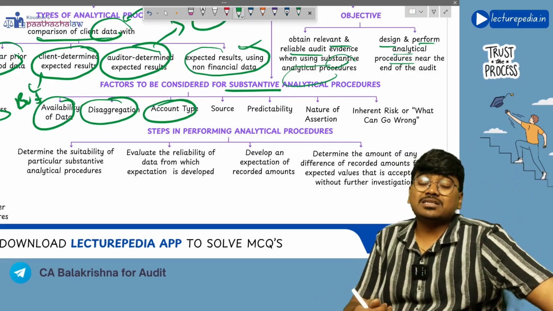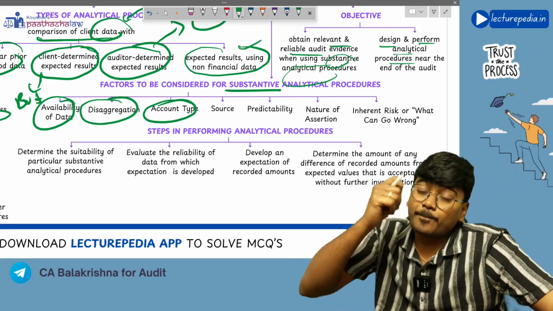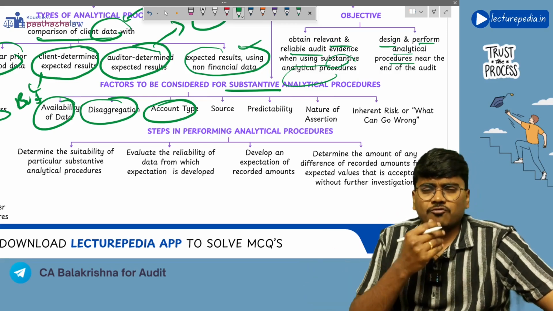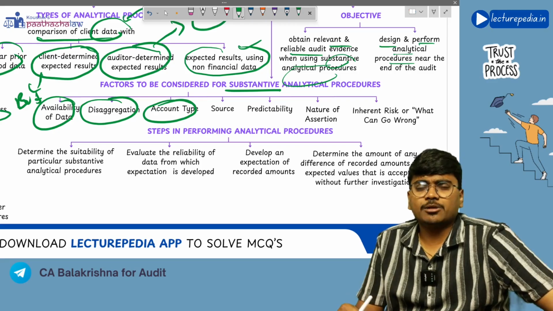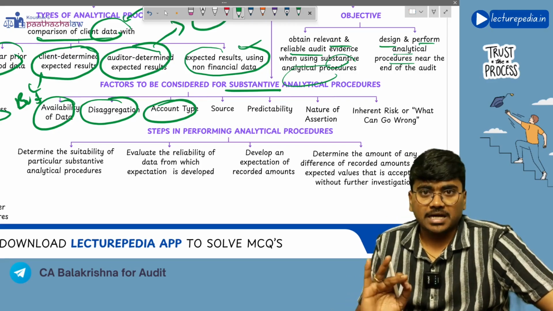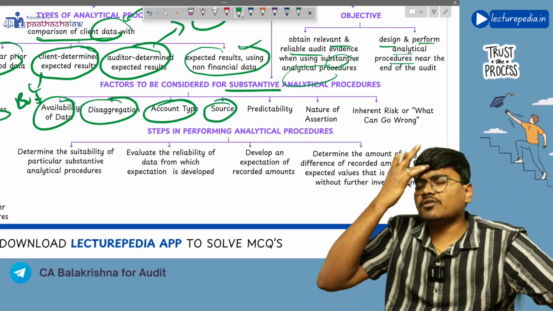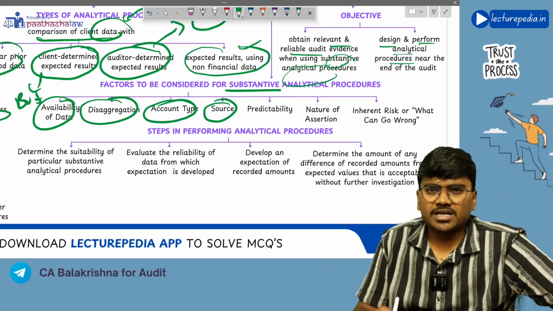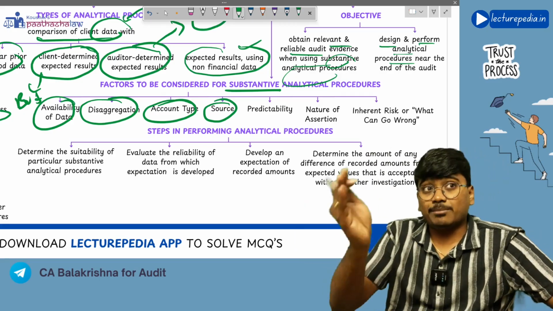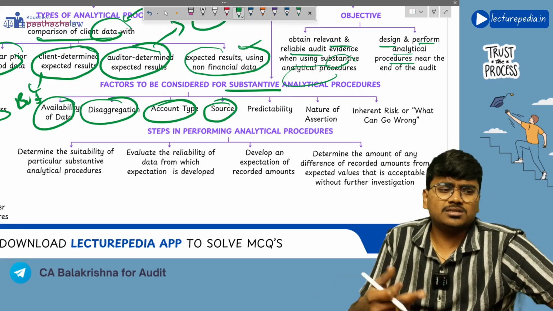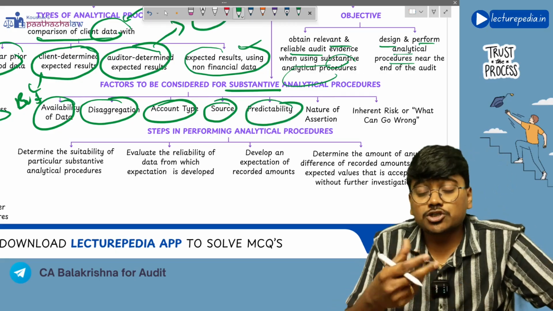Next, account type. You will also see what is the type of account. Generally analytical procedures can be performed in case of P&L items, and in case of balance sheet items, it is very difficult to, in fact you cannot perform analytical procedures for balance sheet items. Understanding? Next, what is the source of data? Because source of data will impact the reliability of data. If the management is giving you number of employees, then that is fine. If some other third party is giving the number of employees, then you cannot rely on that data. Correct or not? So source of data. Next, predictability. There should also be predictability.